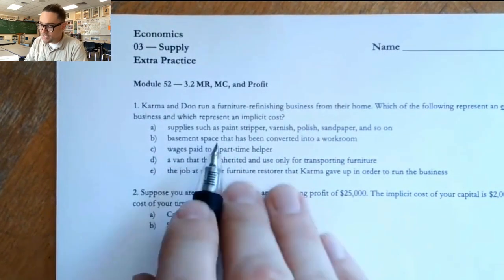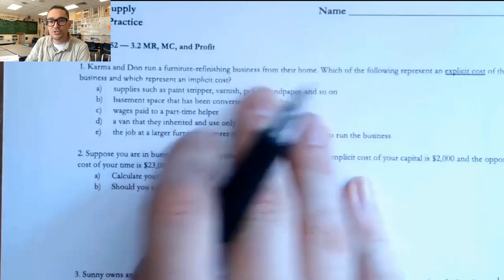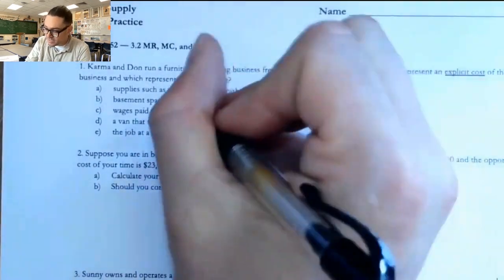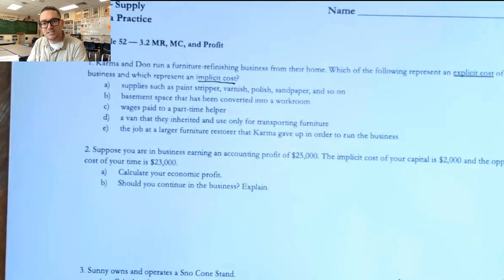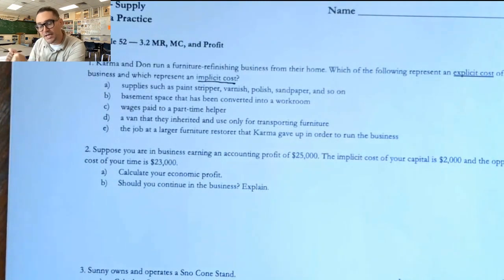So let's get started. The first problem says Karma and Don run a furniture refinishing business from their home. Which of the following represents an explicit cost and which represents an implicit cost? And so remembering the difference between those two, explicit is something exiting from your wallet. It's where you're spending money on it. Implicit is what you gave up. It's implied. It's not something that you wrote a check for, but it's something that you gave up in order to do something, related to the idea of the opportunity cost.